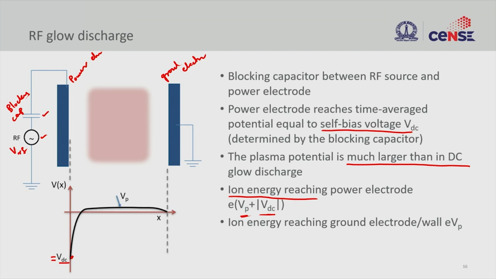So in DC glow discharge it was VC. So that is your DC power that you supply here. In this case, the ion energy reaching the power electrode depends on your self bias voltage. And the ion energy reaching the wall on the other side: the ions can also reach the other side, and that energy only depends on the plasma potential alone. Okay.